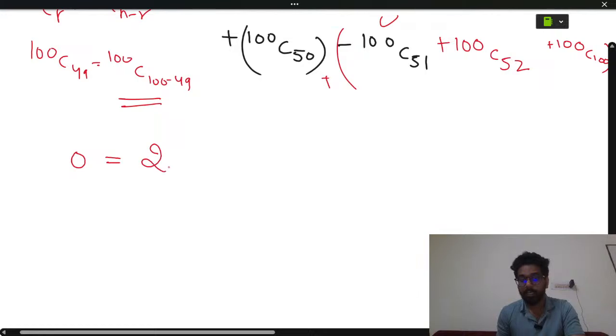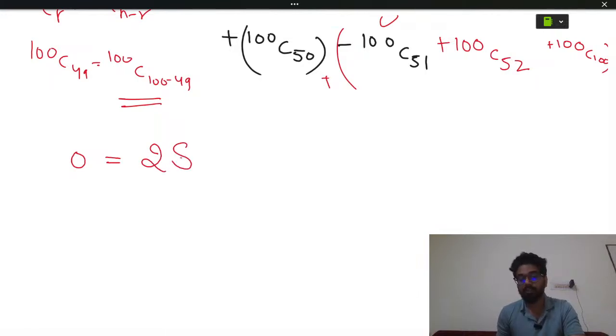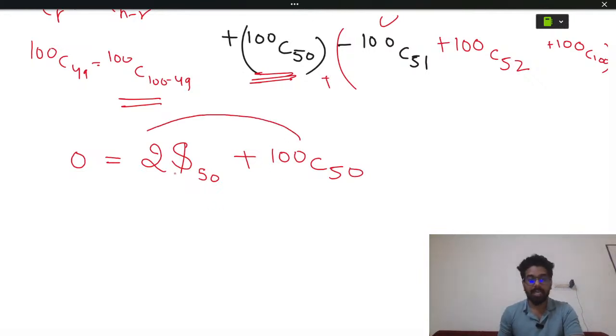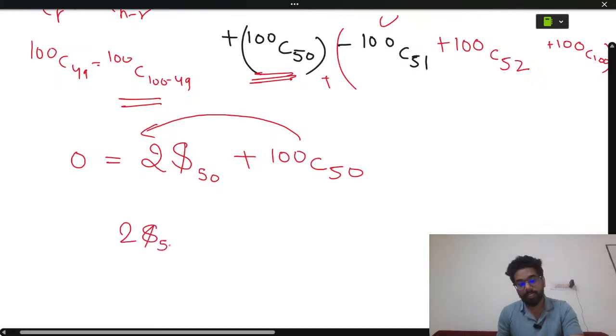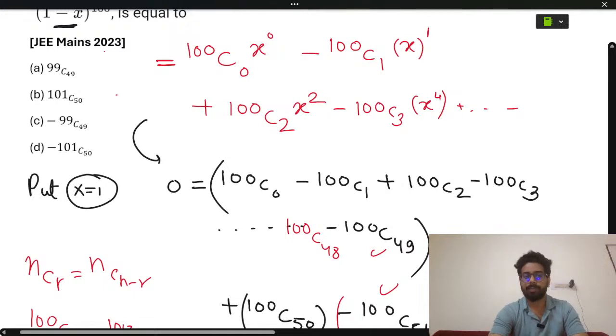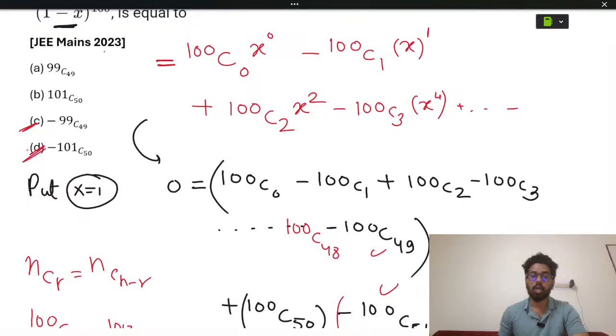So we can say 2 times the sum of the first 50 terms, and the remaining part is this. This is the 51st term, 100C50. I will take it to the other side. Then I will have twice the sum of the first 50 terms is minus 100C50. But check, do we have any such option? No. That means the answer is surely from C and D.